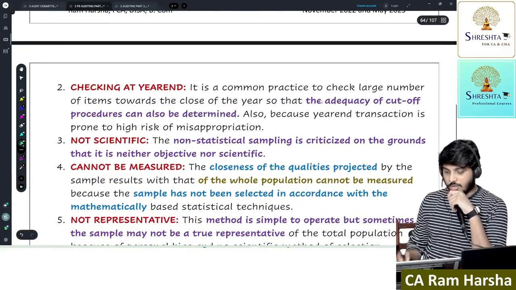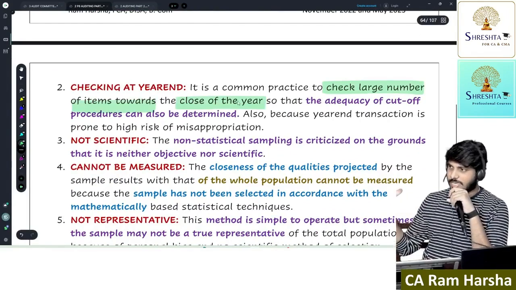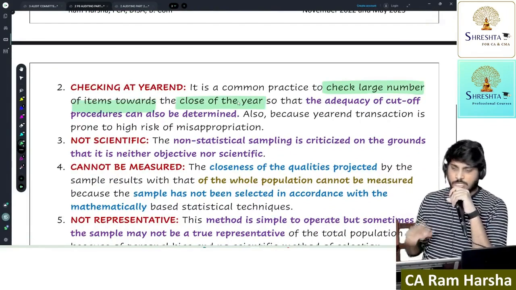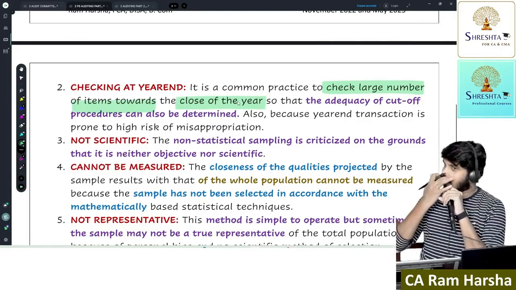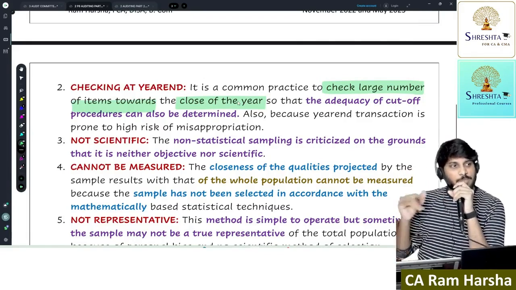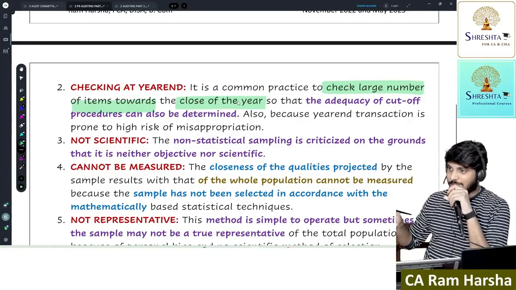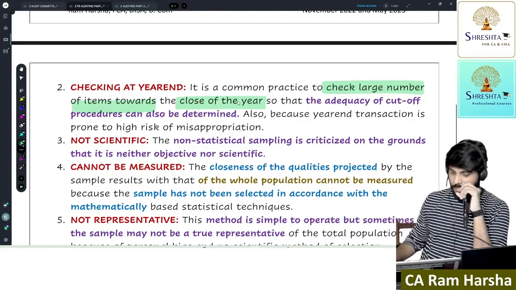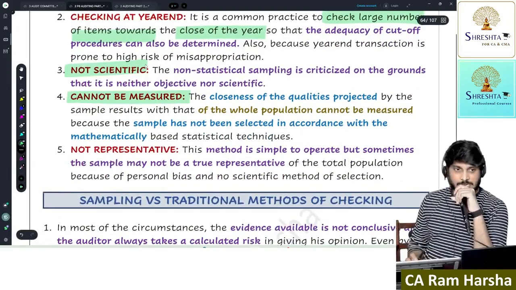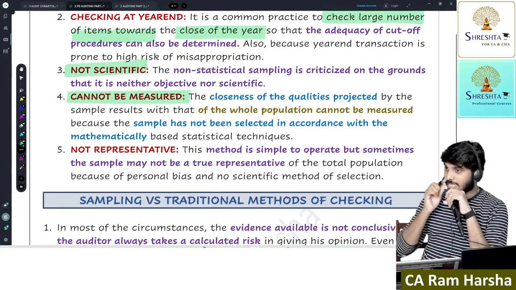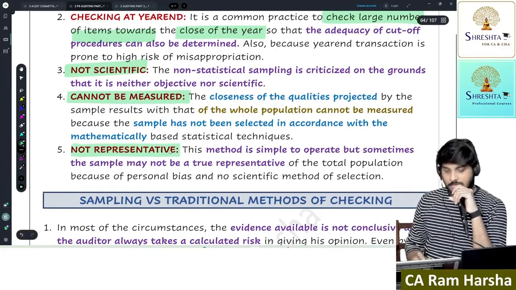Moreover, in non-statistical sampling, we usually check large items, especially which are recorded at year end. At the closing time, whatever major transactions were there, that is what we generally check in non-statistical. See, first of all, we don't apply any non-statistical technique. By default, we select samples at random, right? The moment you select on a random basis, it is statistical sampling, simple. Next. And here, the results cannot be measured because they are not scientific, and moreover, in case of non-statistical sampling, the sample selected is not representative.